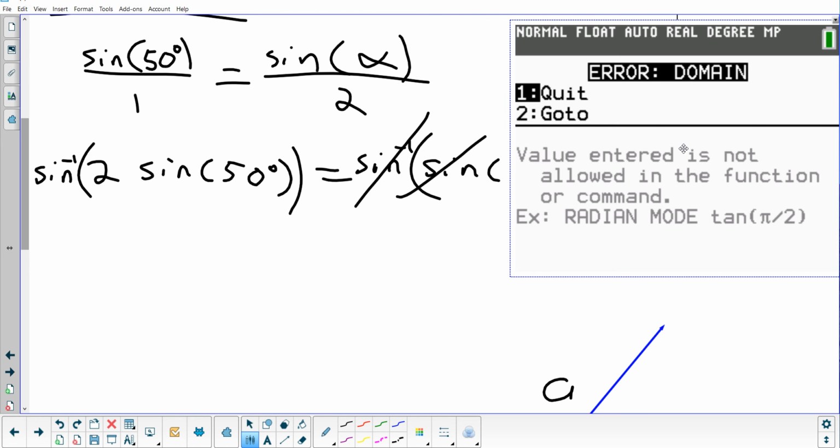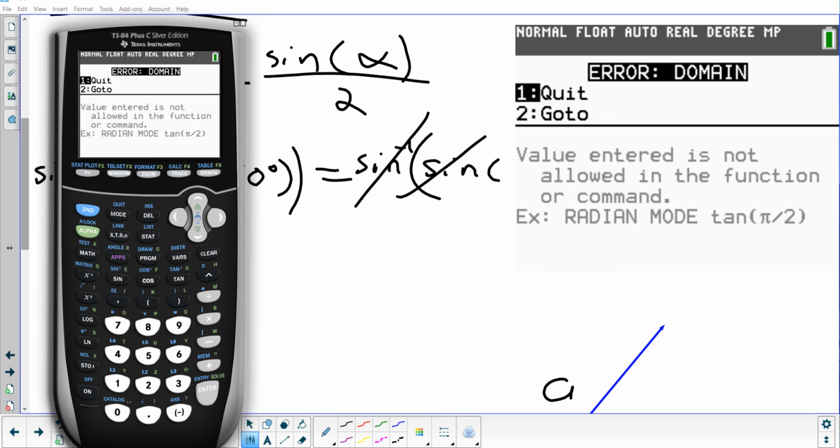Right, so the calculator said that. So one of two things: I did something wrong, or it's a no solution. Let's just check 2 sine 50. Don't do inverse sine. Let's just try 2 sine 50. I get 1.53. Think about the sine function that we studied last week. Does anybody remember the highest and the lowest that the sine function went?